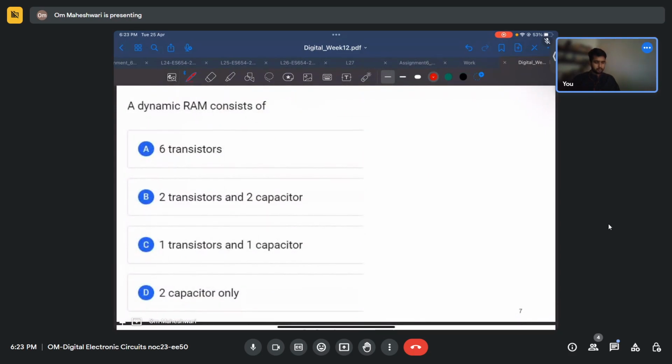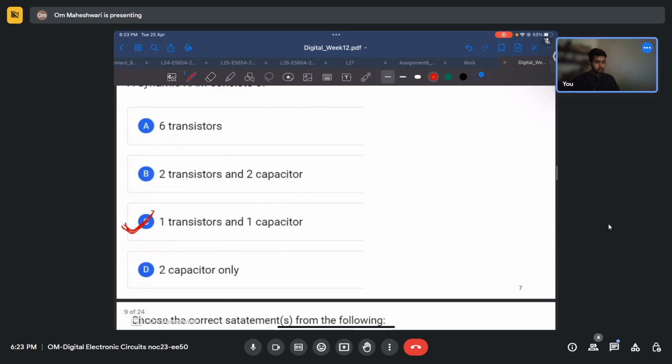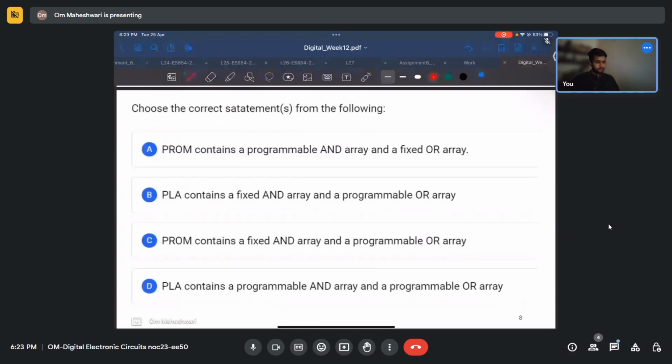Okay, so the question is, DRAM consists of 1T, 1C. This we have already seen. Let us move on to the next one. Choose the correct statement from the following. PROM contains a programmable AND and then fixed OR. PLA contains a fixed AND and then programmable OR. PROM contains a fixed AND and then programmable OR. PLA contains programmable AND and then programmable OR. Please try to see this question.